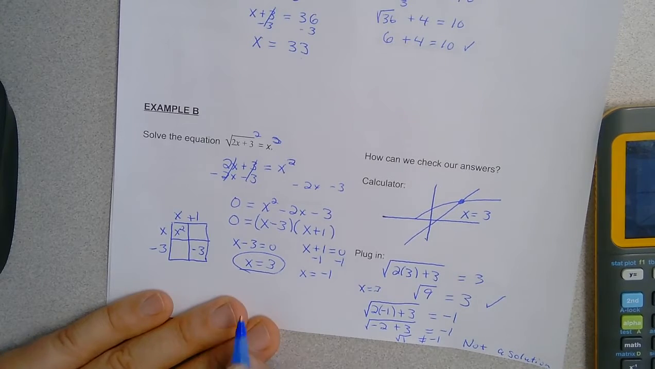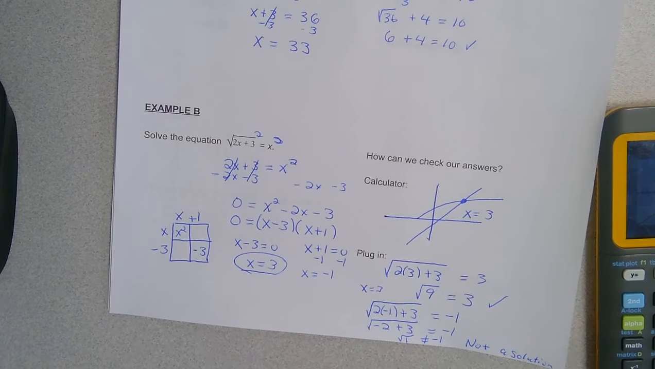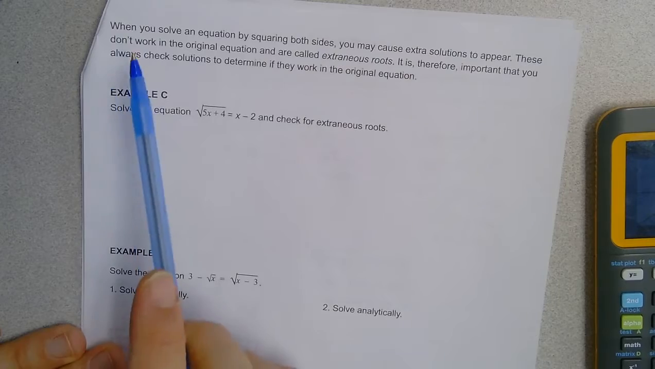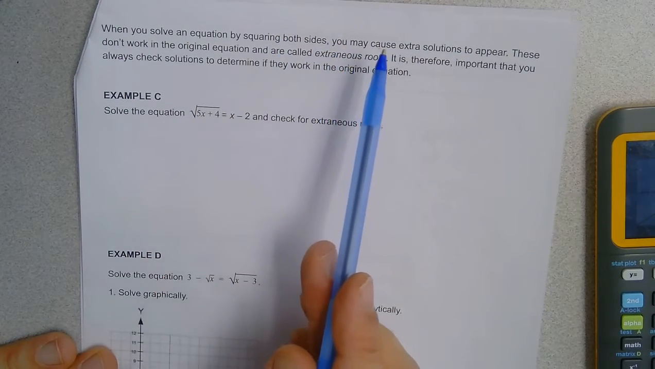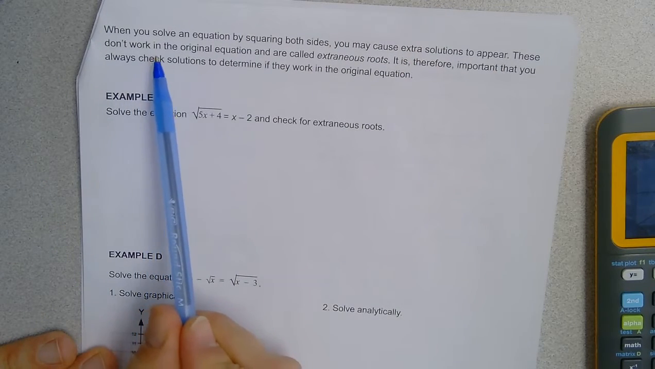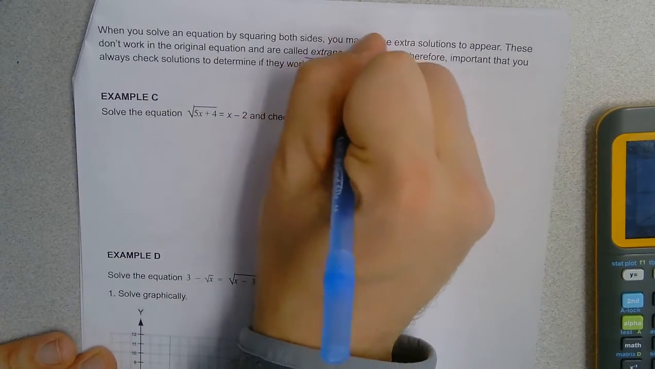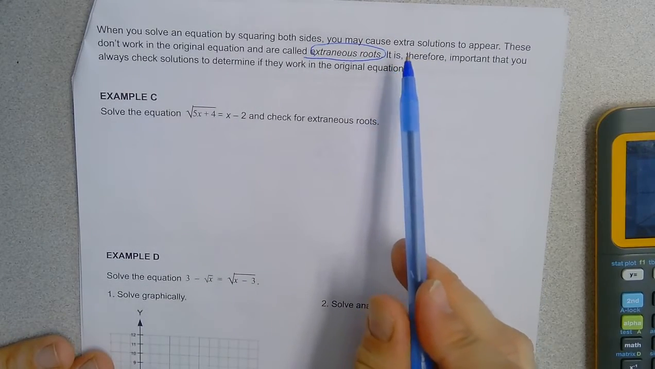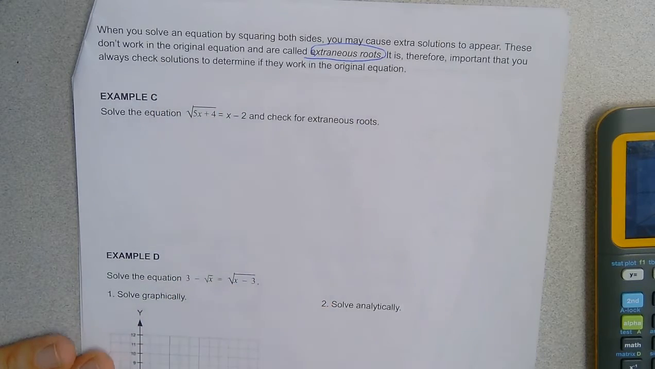So we need to see that when we solve some of these equations, we have to check our answers to make sure they're actually a solution. Now, ladies and gentlemen, just a reminder that when you solve an equation by squaring both sides, you cause extra solutions to appear. These don't work in the original equation. They're called extraneous roots. So they're extra. It is therefore important for you to always check solutions to determine if they work.